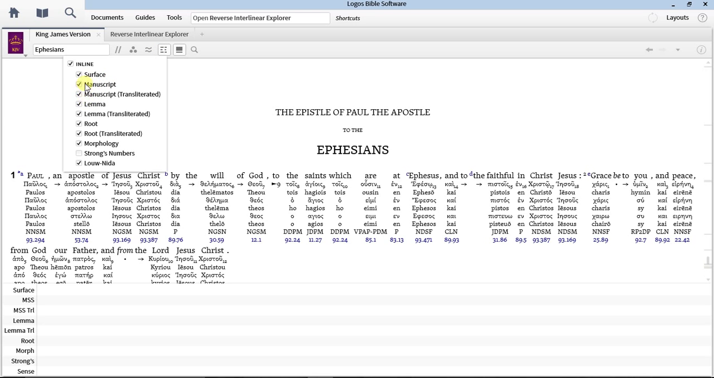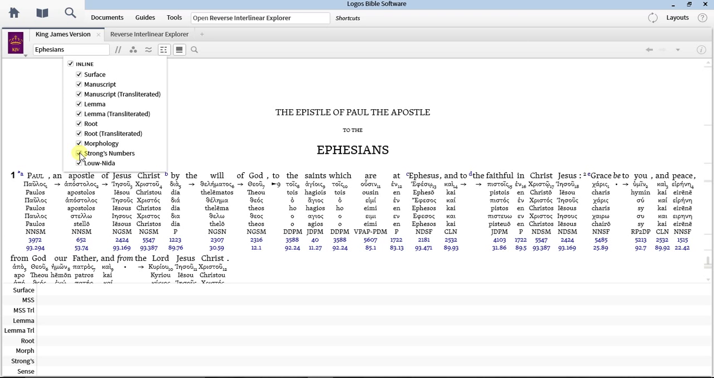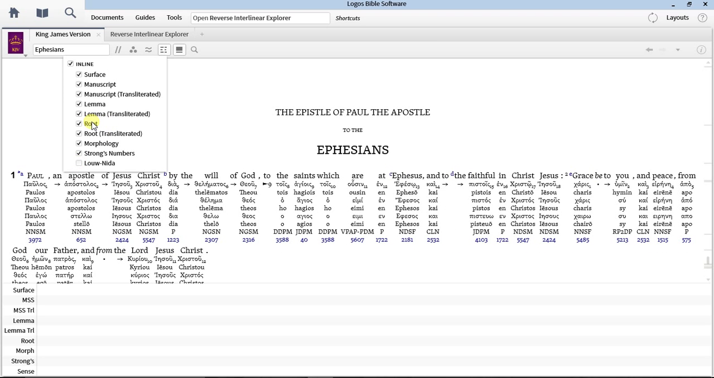So if you don't need all of that, you may want your Strong's numbers there as well. It'll give you all that. You may not want the Louw-Nida numbers. These are your options for your inline reverse interlinear.